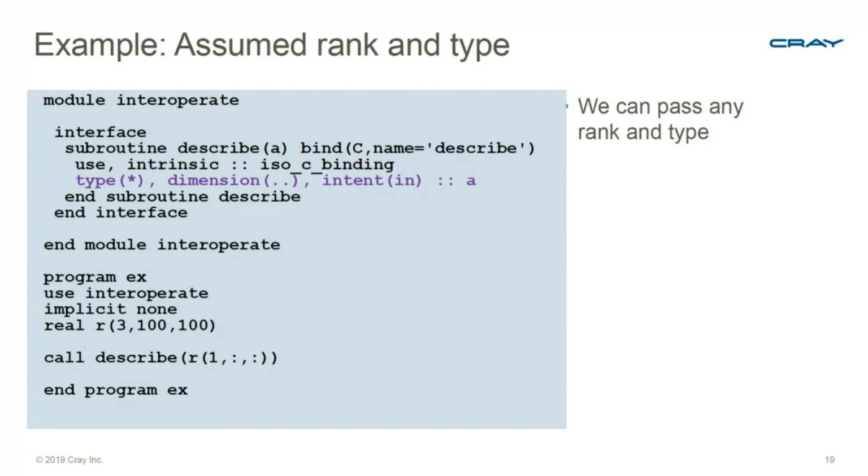And that interface, which is the code above, is saying, okay, I have a subroutine called describe. It has a binding to C language, and the C routine is called describe. So the name equals describe is really redundant here, but you could change the name at this point. It's using some helper information from an ISO-C binding module. In fact, it's not really required here, I don't think. And then the crucial piece is where we say type star. So we're saying any type can be passed through that interface. I'm not having to say real or integer here. The dimension can be anything. So it's dimension dot dot, which is something you might not have seen in Fortran before. And intent in, so I'm going to pass it in but not return it.